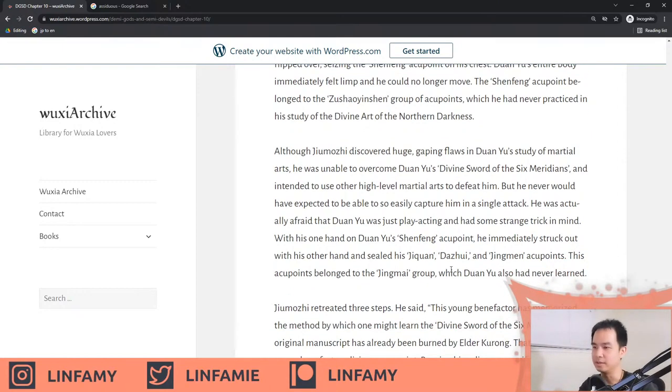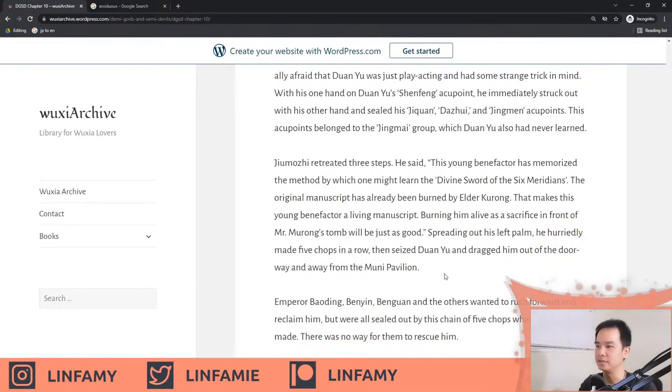He was actually afraid that Duan Yu was just play acting and had some strange trick in mind. With one hand on Duan Yu's Shun Feng acupoint, he immediately struck out with his other hand and sealed his Qi Chuan, Da Zui, and Jing Men acupoints. The acupoints belonged to the Jing Mai group, which Duan Yu also had never learned.